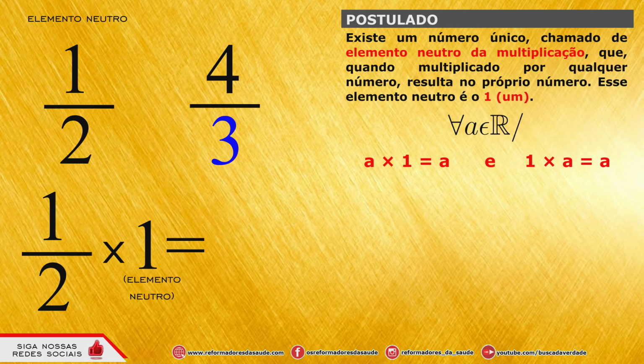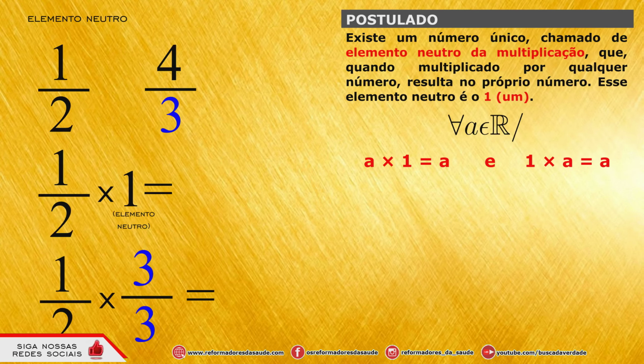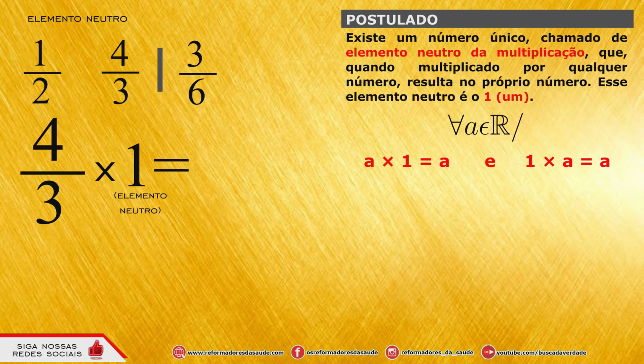1 divided by 2 times 1, which is the neutral element. The neutral element can be equal to 3 divided by 3, because 3 divided by 3 is equal to 1. And since 3 is the denominator of the second fraction, we must use the number 3. So 1 divided by 2 times 3 divided by 3. So 1 over 2 times 3 over 3 is equal to 3 over 6.